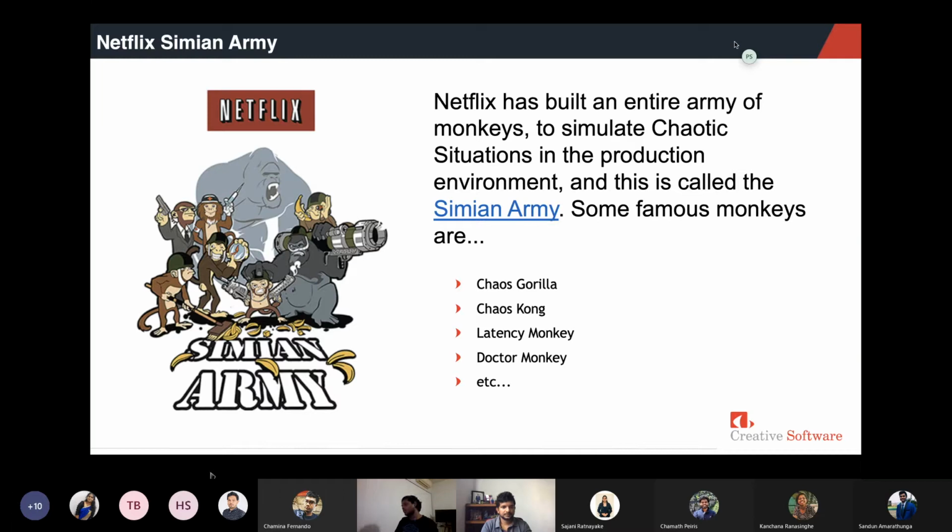So there are a lot of these kinds of applications. If you search for Simian Army, you will get a nice Wikipedia page which has all these monkeys listed and described very simply. So these are very interesting applications, and if you are willing to practice chaos engineering, these are very good applications that you can start with. So this is where my part ends.